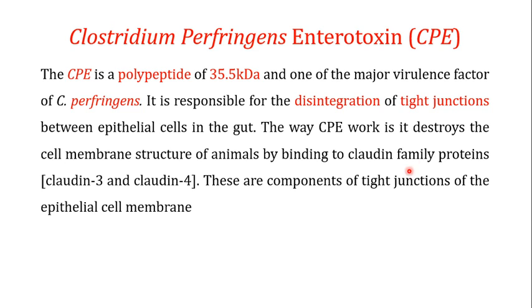Now, the way the CPE works is that it destroys the cell membrane structure of animals by binding to the claudin family proteins, specifically claudin 3 and claudin 4. And when it binds to them, it removes claudin 3 and claudin 4. They go for the disintegration of claudin 3 and claudin 4. And when they are disintegrated, the tight junctions between the adjacent epithelial cells are gone, which causes diarrhea in individuals, as you see in the case of food poisoning.